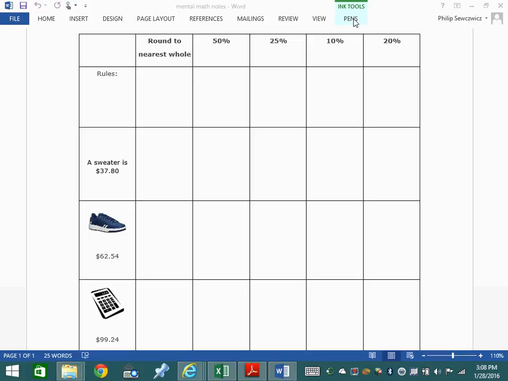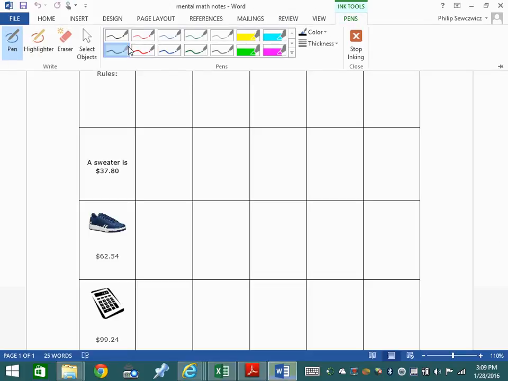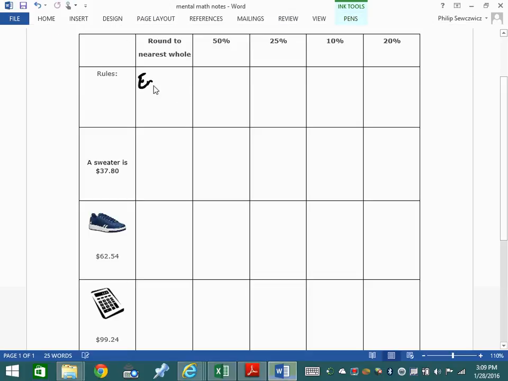For example, when it comes to rounding, I would make sure when you get a number that it ends in a 0. That's what's going to speed things up for you here. So, for example, a sweater is $37.80. Let's find a number that's close to it but ends in a 0, and you say, yeah, 40. So that's what we'd be using there.